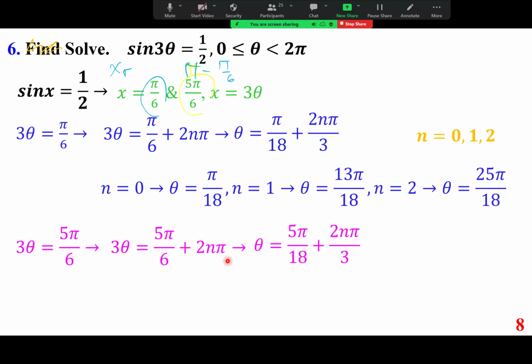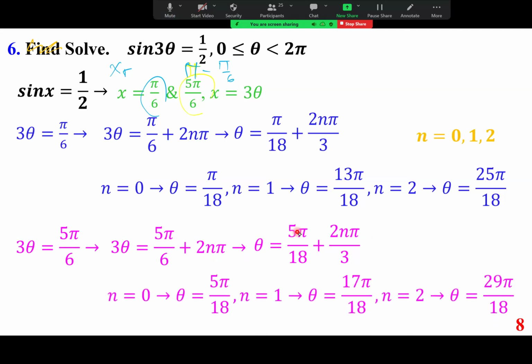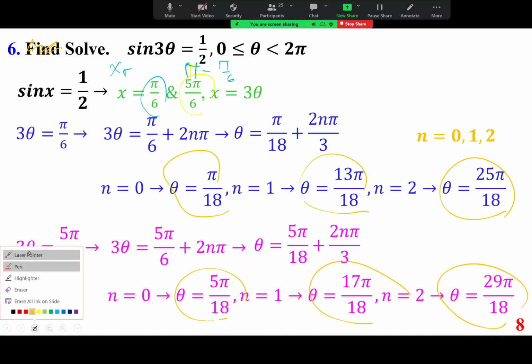From here, again, if n is 0, you get 5 pi over 18. If n is 1, 12 pi over 18, and 5 pi is 17 pi over 18. So the answers are this one, this one, this one. Those are the 6 answers.